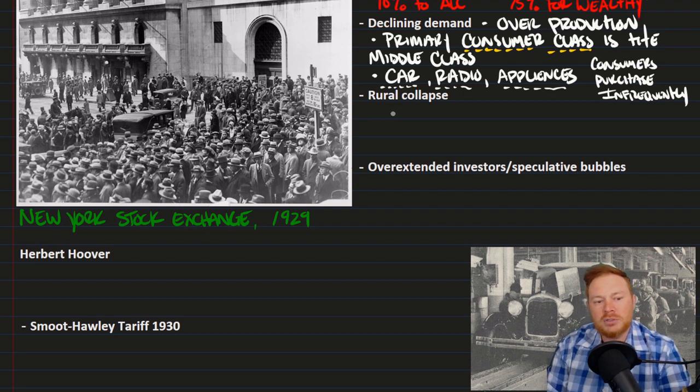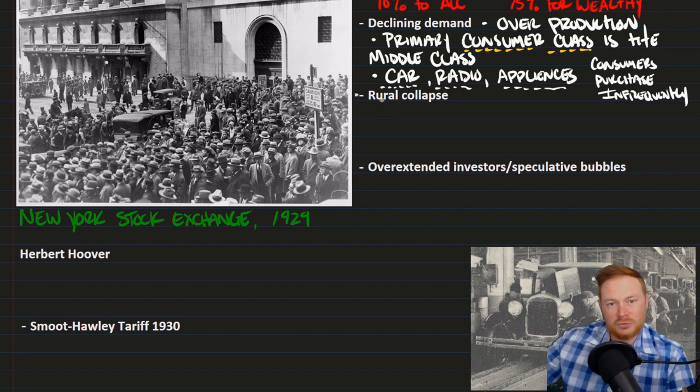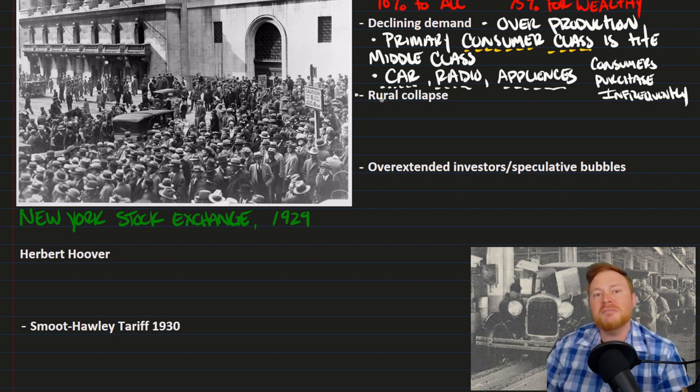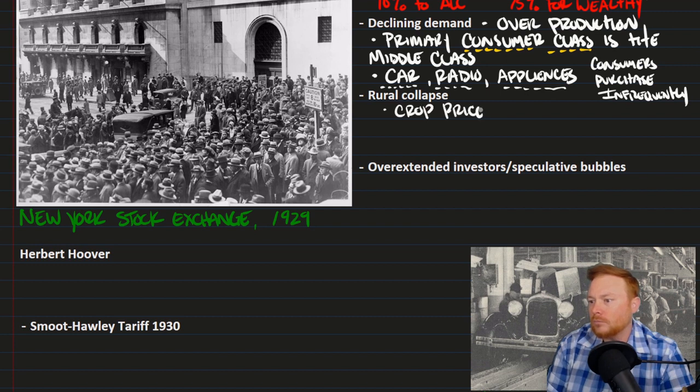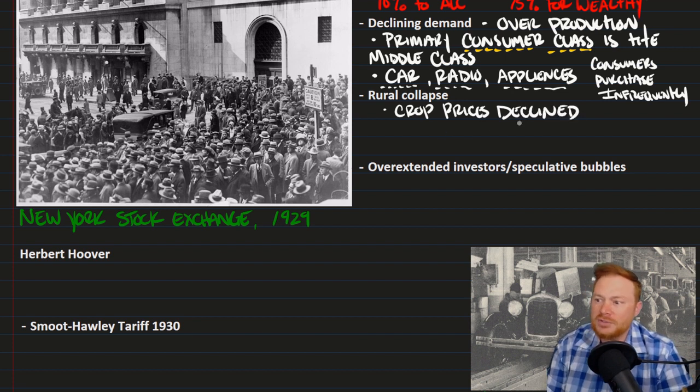Another point that we could point to is the rural collapse. And this is outside of the sort of traditional manufacturing industries. But several things are not farm prices, but crop prices declined. So this is not good for farmers. It's the same type of problem with overproduction, right? If you grow too much food.